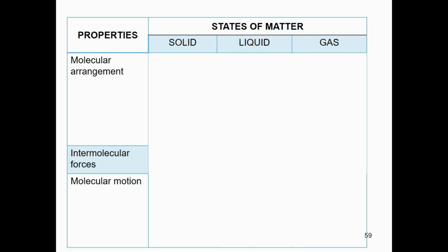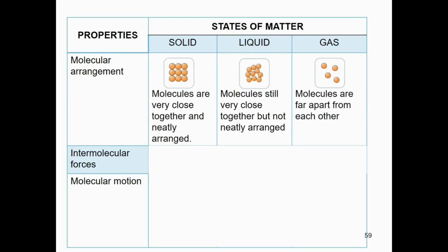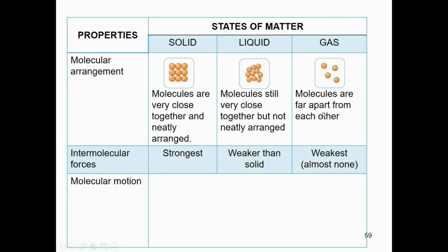If we compare between the three states of matter, let's look at the first one, which is molecular arrangement. For solid, the molecules are very close together and neatly arranged. For liquid, the molecules are still close together, but not neatly arranged. It means that the arrangement of particles can be changed. For gas, the molecules are far apart from each other. For intermolecular force, solid is the strongest, liquid is weaker than solid, but gas is weakest, which is almost none.